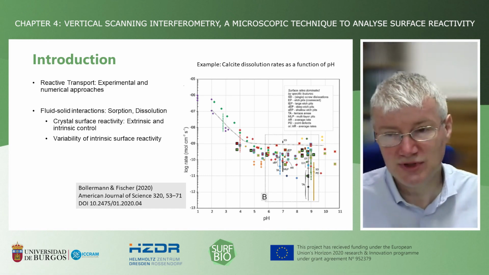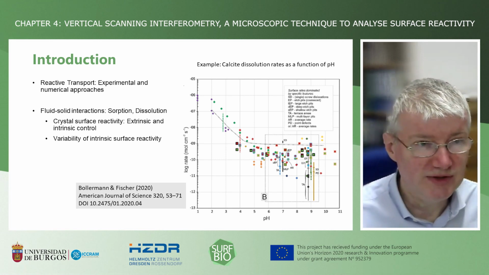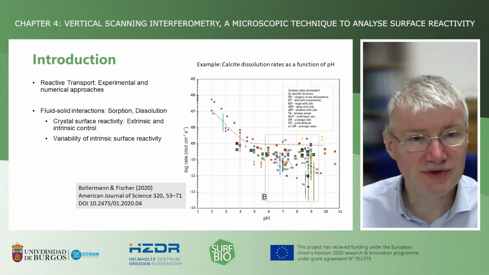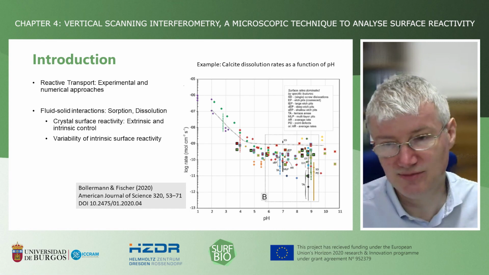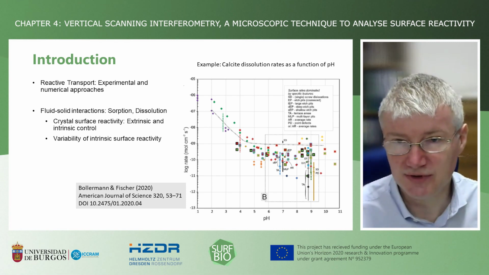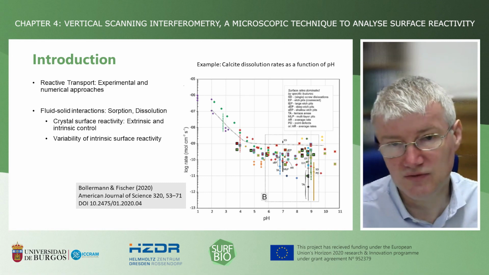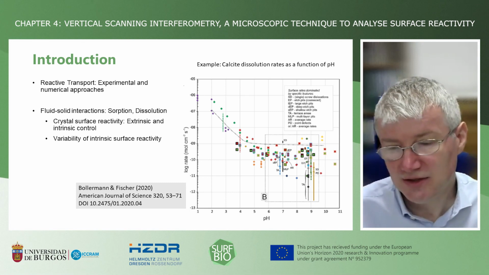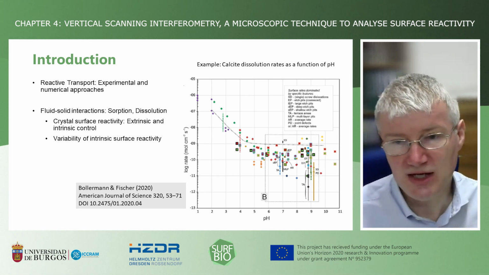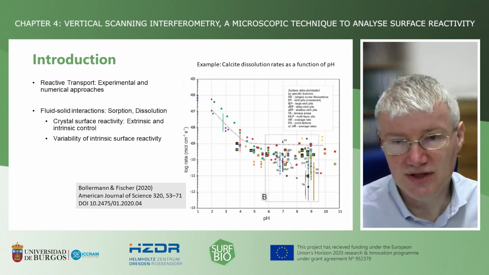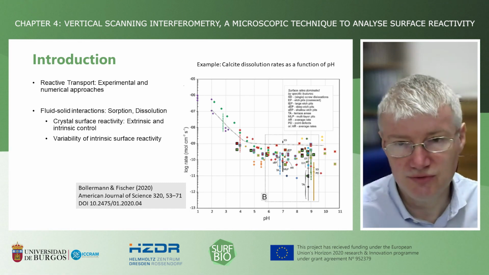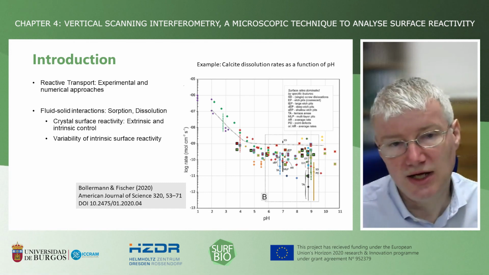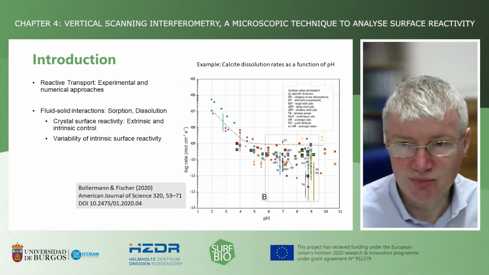So reactive transport can be observed by using experimental analytical methods and numerical methods, and today we are focusing on a very specific analytical method. It's a method that is able to capture the surface reactivity of solid materials. Here's an example. On the right-hand side of the slide, we have an XY plot illustrating the dissolution rate of calcite as a function of pH, something that is quite often shown in a textbook.